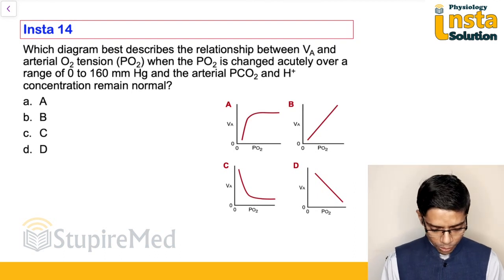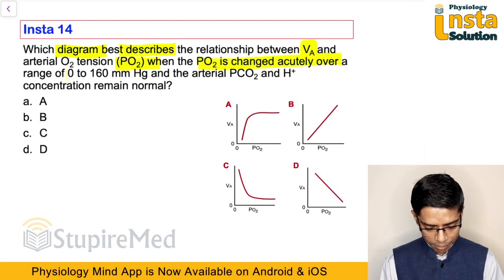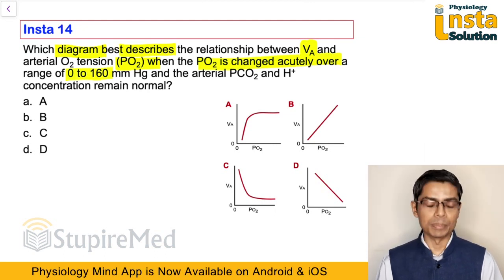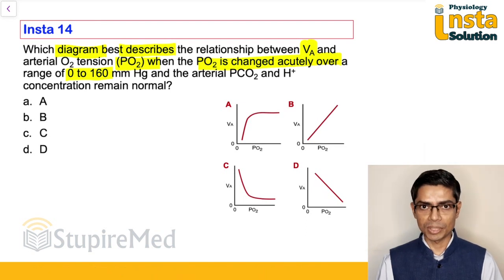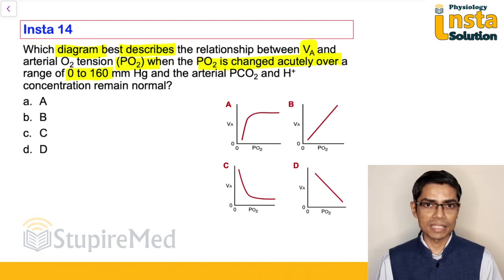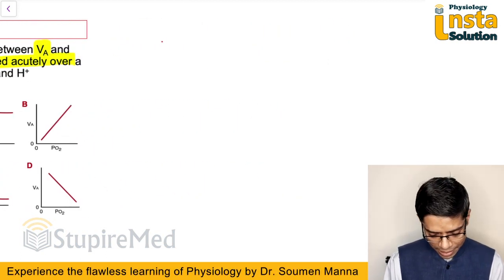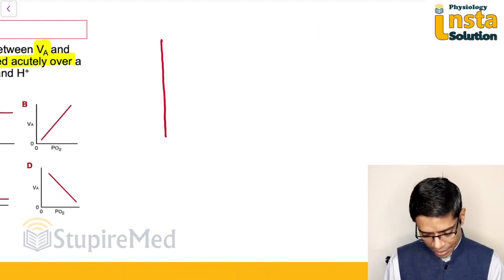So the question is, which diagram best describes the relationship between ventilation and the oxygen tension when the oxygen is changed acutely from 0 to 160 millimeter of mercury, keeping the partial pressure of carbon dioxide and H plus ion constant. So if I decrease the oxygen, that means there is production of hypoxia, and we know hypoxia is a stimulus for peripheral chemoreceptor. But if you plot the curve between this decrease in oxygen and ventilation, then it will look like this.